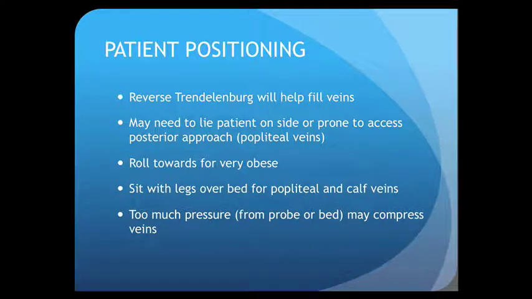If the patient is unable to lift up their knee so that you can get the probe in behind, they're very weak or the leg's very large, then you may need to lie the patient on their side or even prone in order to get behind to see those veins. Generally, for the very obese patient, I'll tend to roll them towards me. If I'm still struggling, I will try and get the patient to sit up with their legs over the bed, and this is what I do routinely if I am trying to look for calf veins.